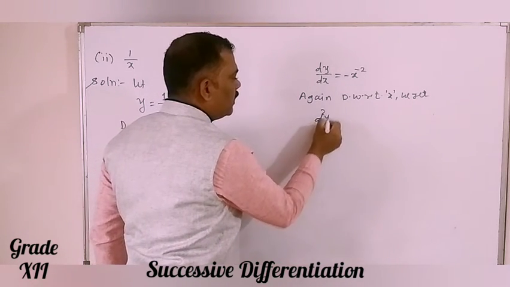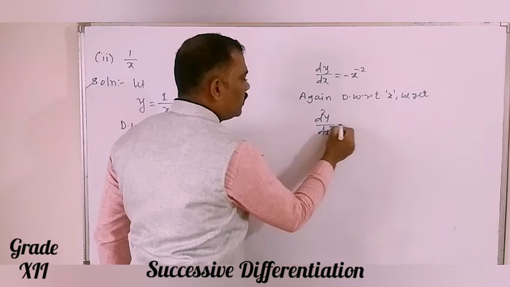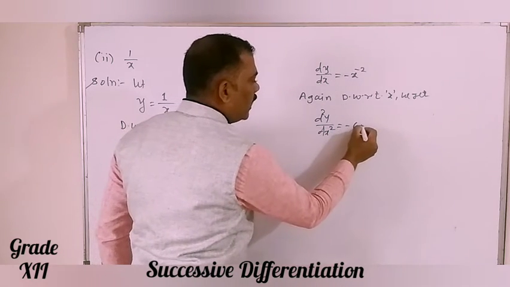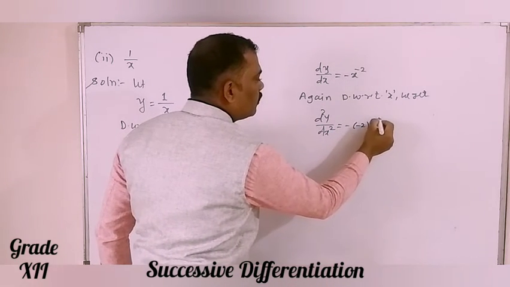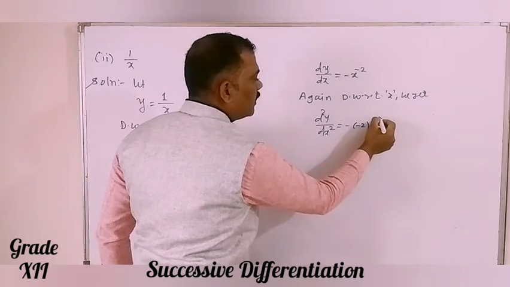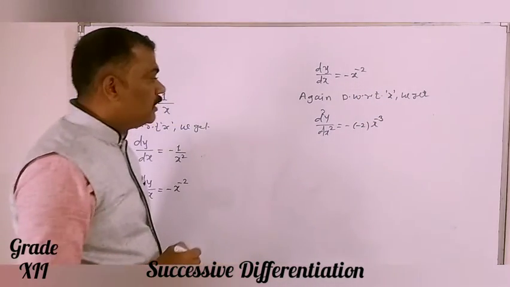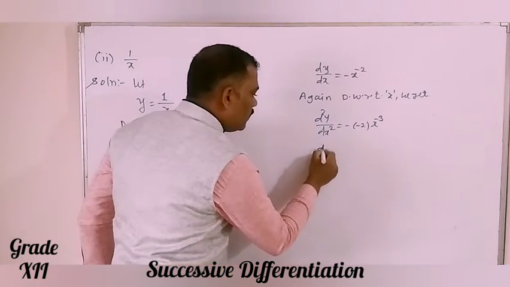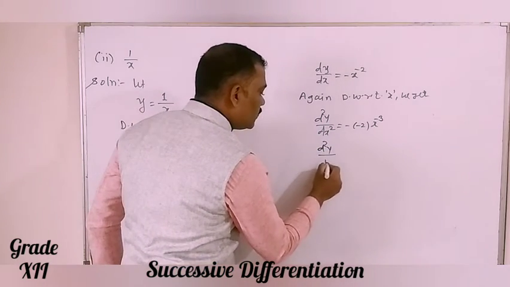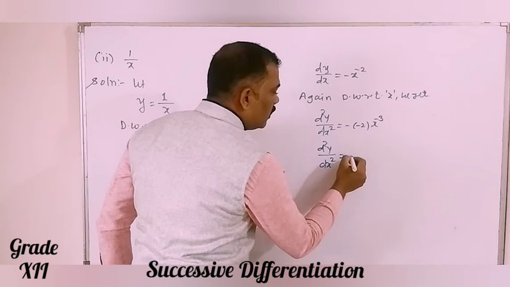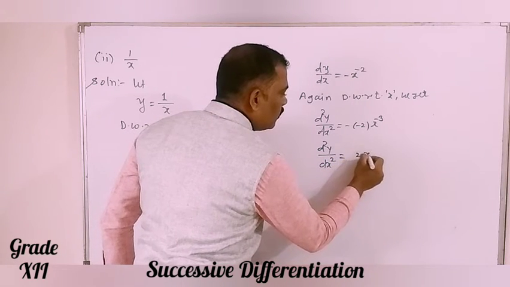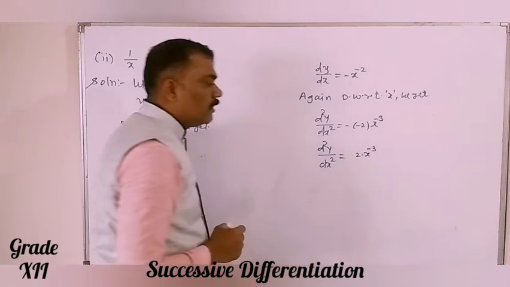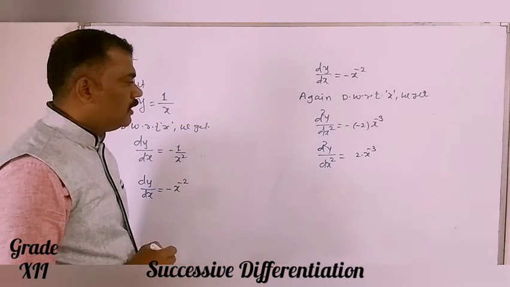Second order derivative, d2y by dx square is equal to minus. Take the power as it is. From the power we have to minus 1, that is minus 2 minus 1, that is minus 3. So this minus minus becomes plus, so we can write d2y by dx square is equal to 2 into x raised to minus 3.